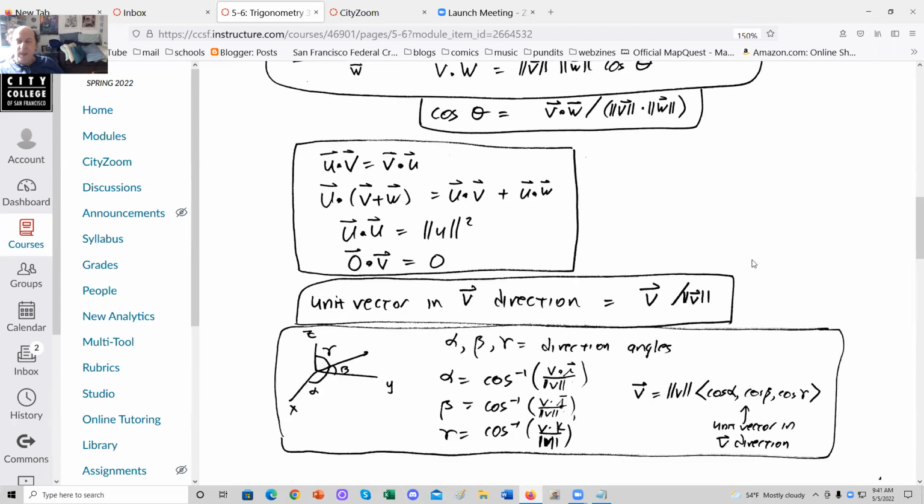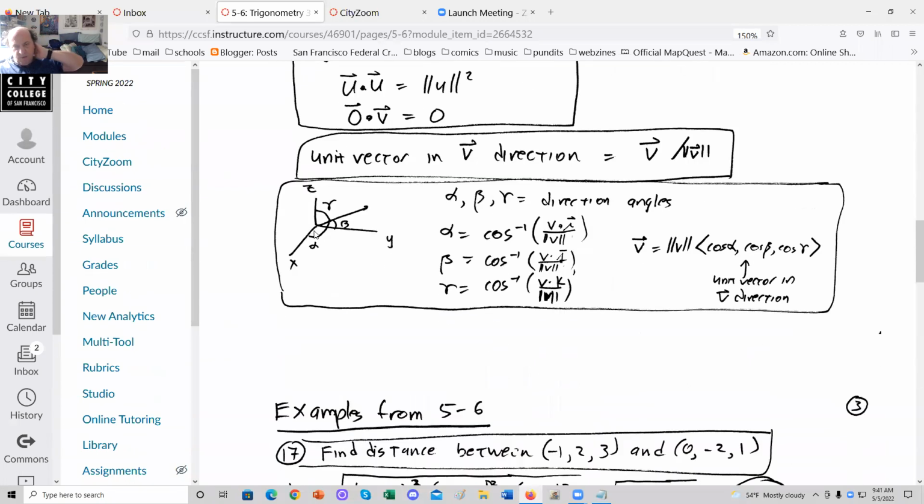Now, if you take v and divide it by its length, it will have unit length 1. So this v over length of v is a unit vector in the v direction. Okay. Now, if you have a vector in three-dimensional space, and it's at an angle alpha from the x-axis and beta from the y-axis and gamma from the z-axis, then alpha is the arc cosine of v over length v dot i.